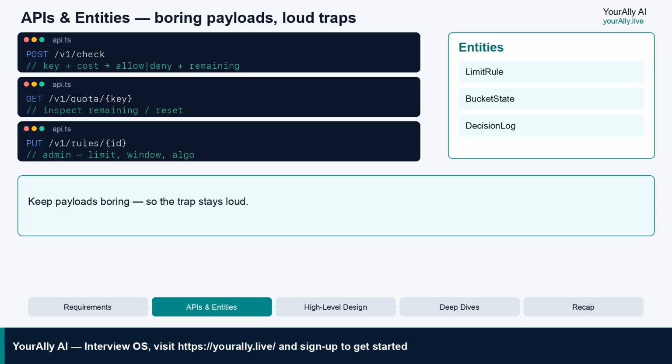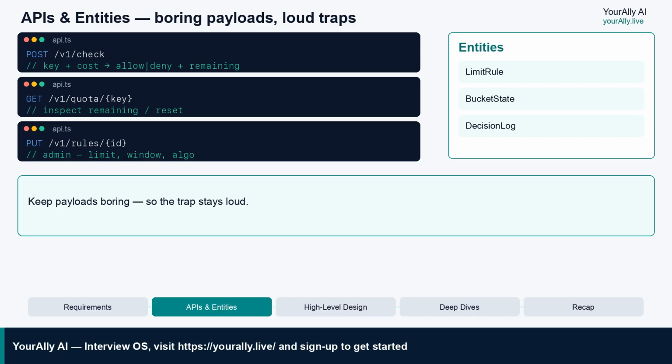APIs and entities, boring shapes, loud trap. POST /v1/check, body: key, cost, route. Response: allow or deny, remaining, reset milliseconds. That is the hot path. Keep it tiny: GET /v1/quota/{key} for ops, PUT /v1/rules for the control plane. Do not mix admin rights into the hot check path.